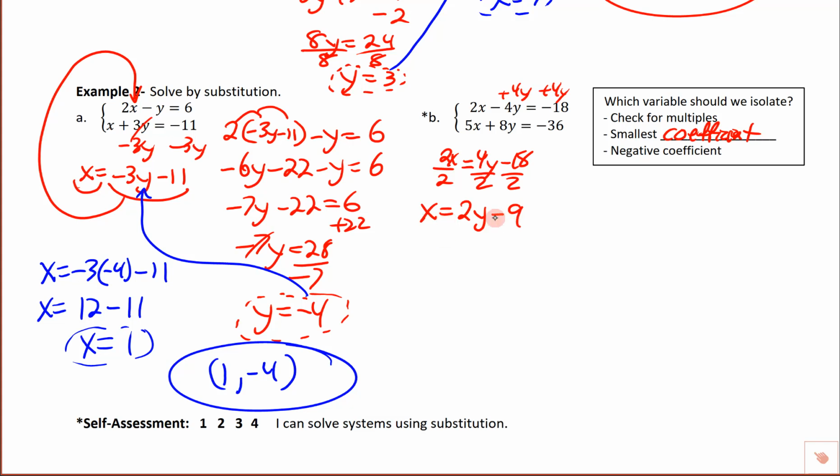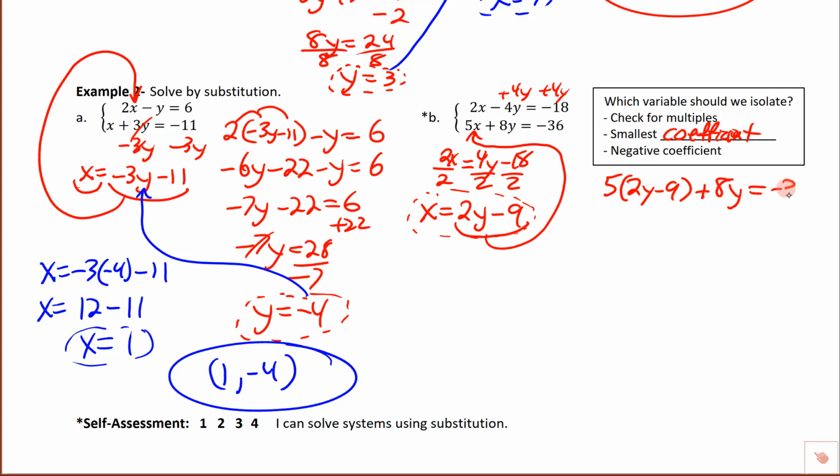Now we're going to keep track of that. We're going to use that in a couple of different ways. The first thing we're going to do is say, look, that was the first equation. So I'm going to take this and plug it into the other one. Okay, so I'm going to plug it in right here. So I'm going to write down 5, and we're going to write down what x equals, 2y minus 9, and then we're going to have plus 8y, and then equals negative 36.